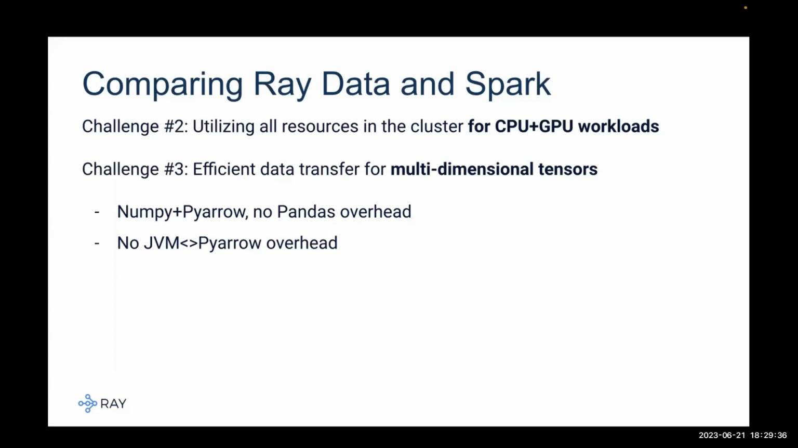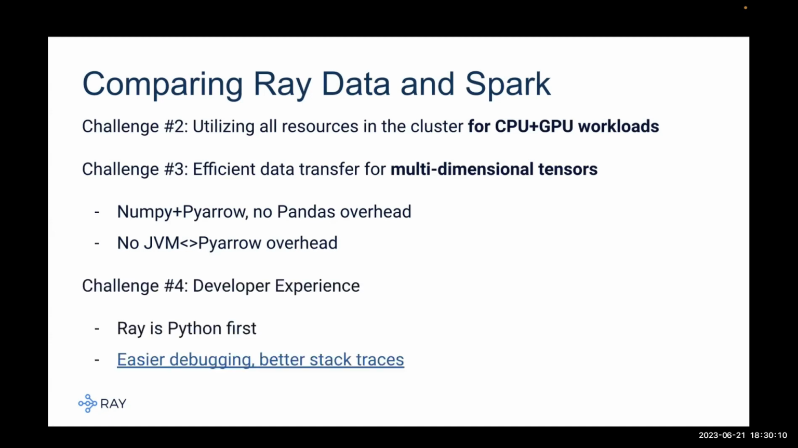And for this particular workload, one unique property of these types of deep learning workloads is that you essentially have large multidimensional tensors, right? So each image is quite large, generally, compared to tabular data, or if we're working with audio data or video data, it gets even larger. So with Ray datasets, it's fully NumPy and PyArrow based. There's no pandas overhead. So that's one of the differences here. And then Ray datasets is also fully Python native, right? So there's no JVM to PyArrow overhead as well.